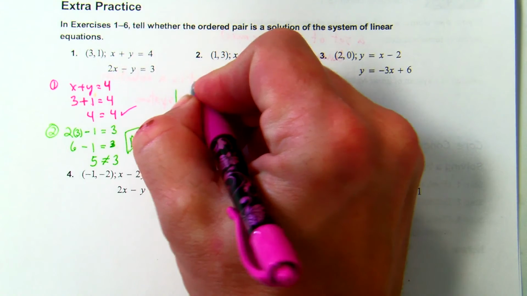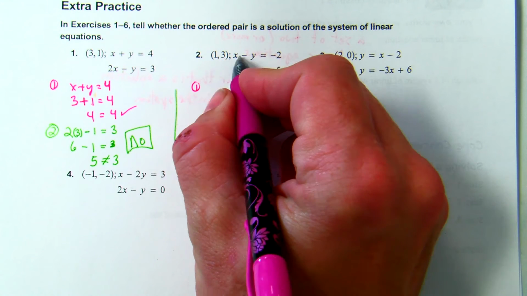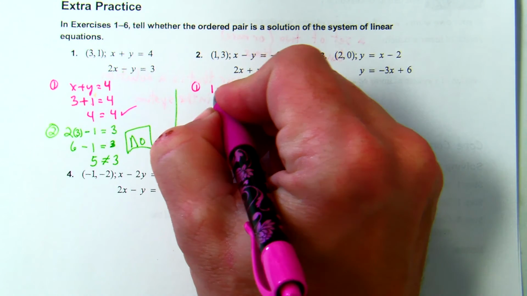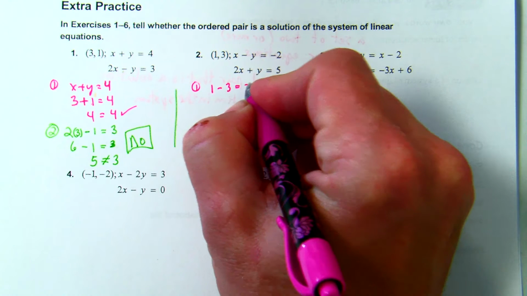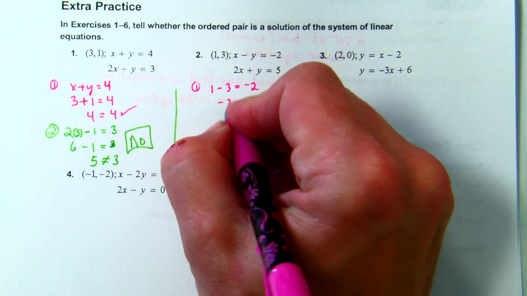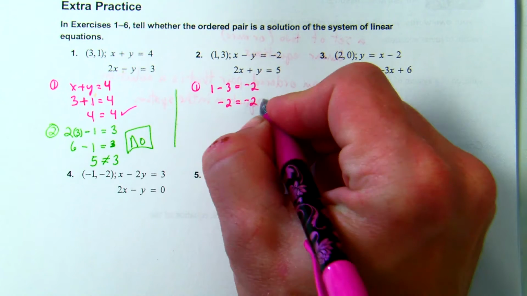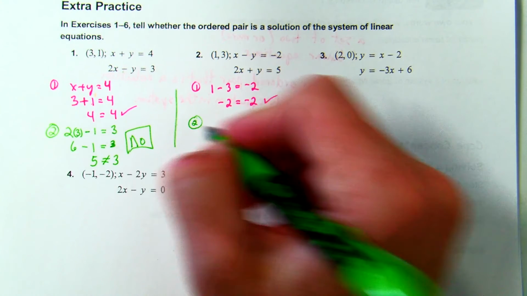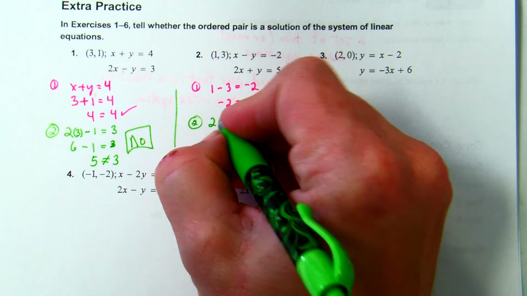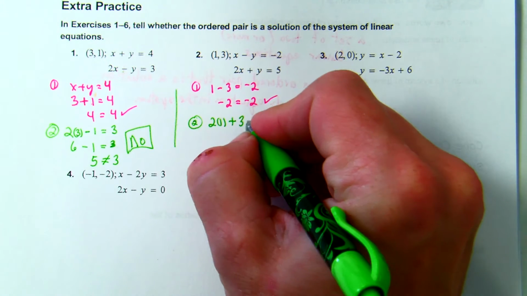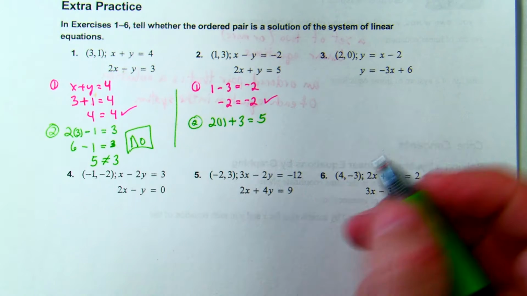Alright, so for the first equation, we're just going to substitute in a 1 and a 3 where we see x and y. And so we're going to have 1 minus 3 is supposed to equal a negative 2. Well, 1 minus 3 does equal negative 2, and so negative 2 does equal negative 2. That checks out. Then our second equation, we're going to have 2 times 1 plus y, which is a 3, is supposed to equal 5. Let's see if it does.